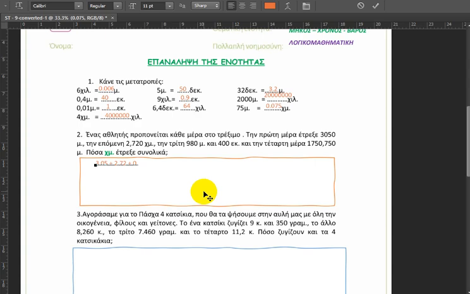Okay, let's think about this. It says 980 meters and 400 centimeters. 400 centimeters is 4 meters, so this should be 984 meters. And to turn that into kilometers, I divide that by 1,000, so I'd have 0.984, plus the last one, which is 1,750.750 meters. I divide this by 1,000 and I'd get 1.75075.